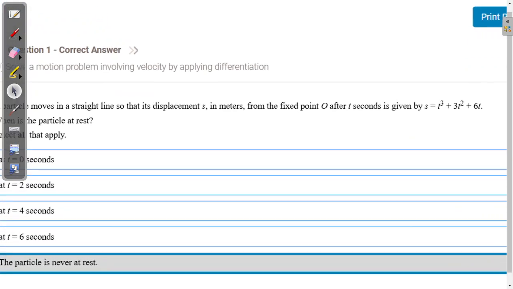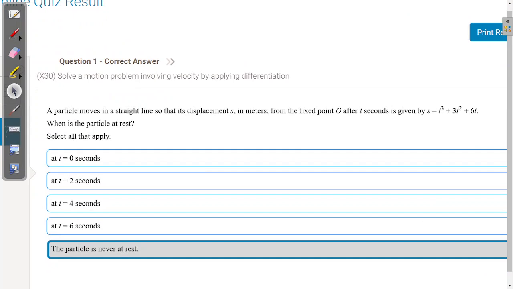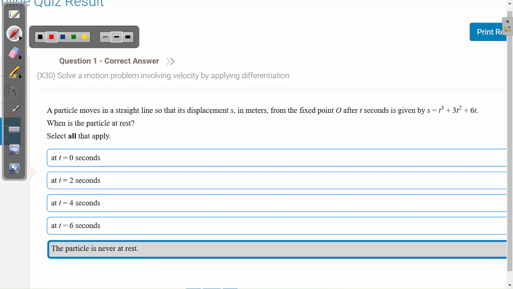When they say when is the particle at rest, they basically mean the particle is not moving, or its speed is zero. Its velocity is zero, basically. So we need to find the velocity and make it equal to zero. How do we do that? They gave us the displacement function, so you derive it to get the velocity.